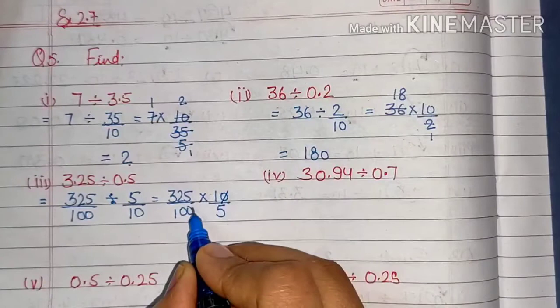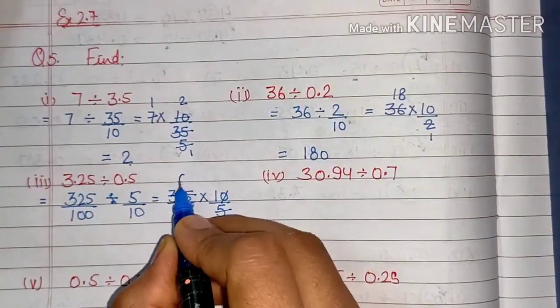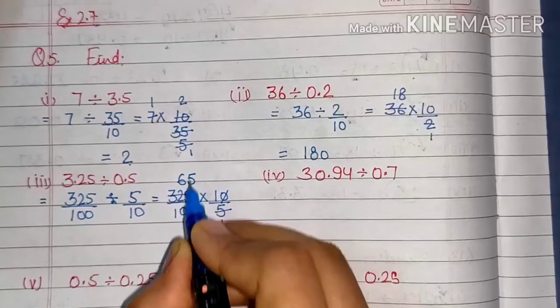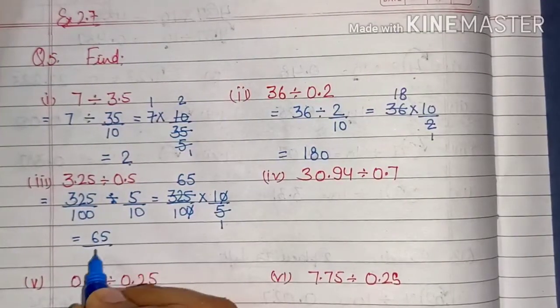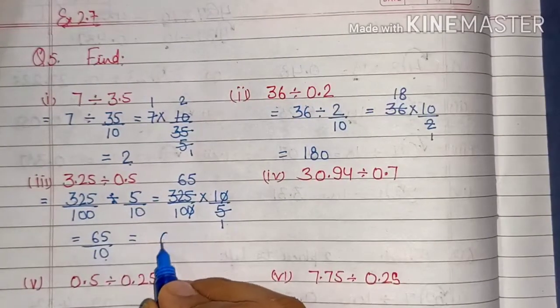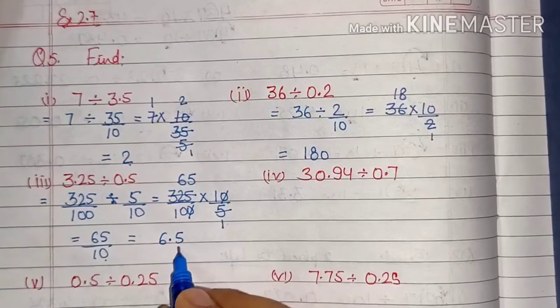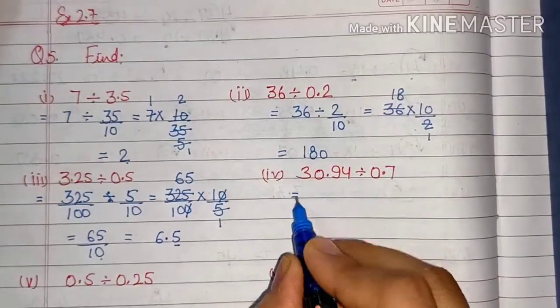Now first cancel this 0 by 0 and 5 ones are 5. 5 6s are 30 and 5 5s are 25. So it is 65 upon 10. Now because there is 1 zero in the denominator, we will put the decimal leaving 1 digit. So it is 6.5.